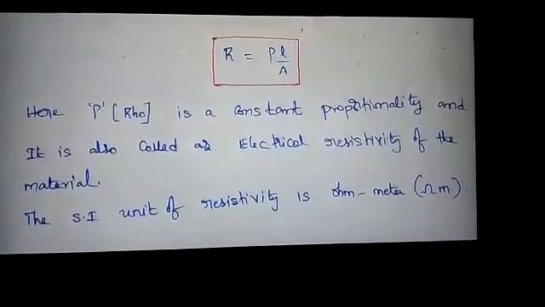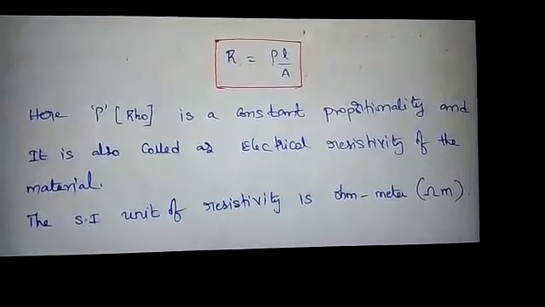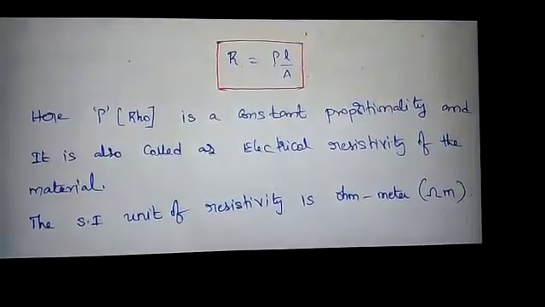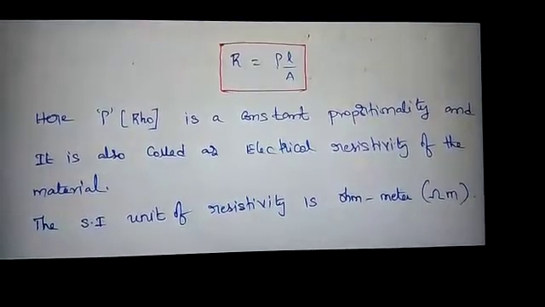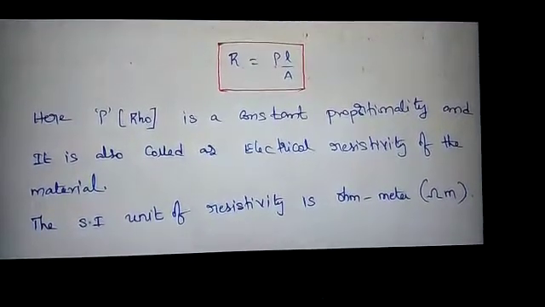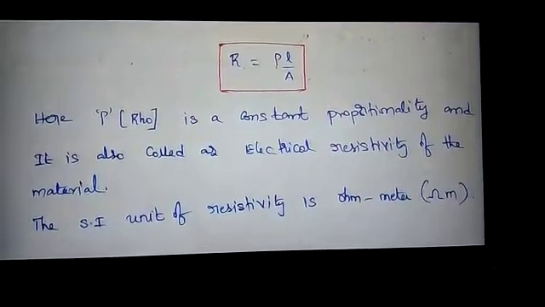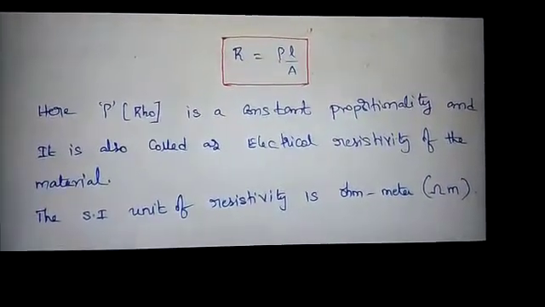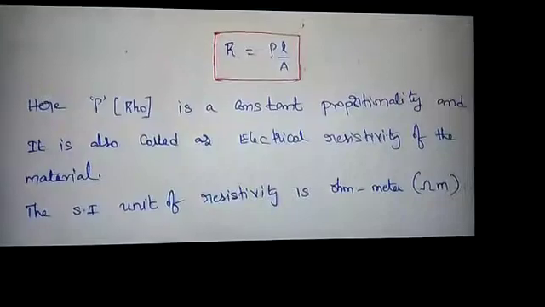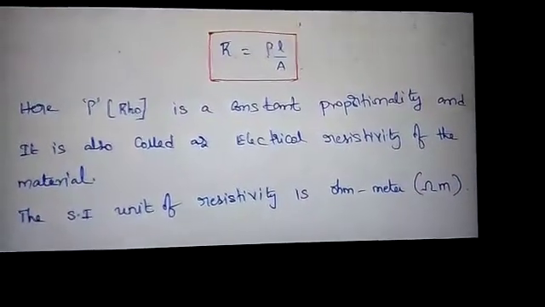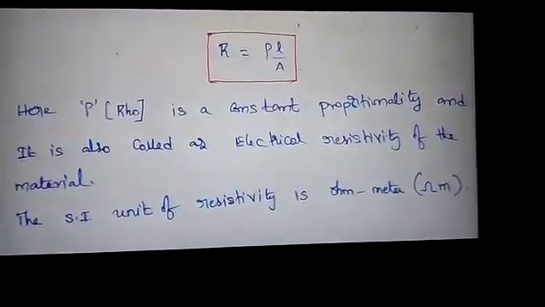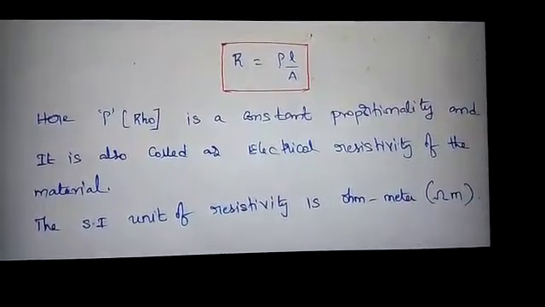R equals rho L by A. The unit of L is meters and the unit of area is meters square. So rho equals R A by L. R is in ohm, A is meter square, divided by meter. Meter cancels, and the remaining term is ohm meter. That's why the SI unit of resistivity is ohm meter.